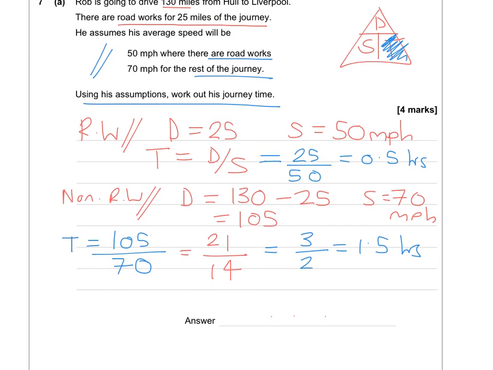This means that the journey time is 0.5 plus 1.5, which is equal to 2 hours.